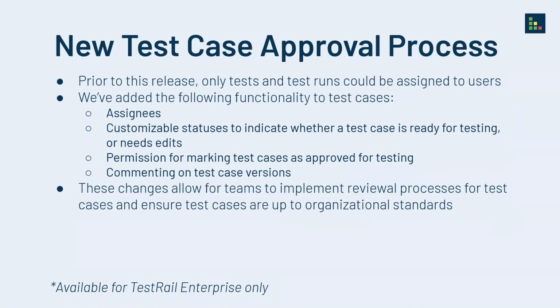We've added comment functionality for test case versions. So if you are reviewing test case changes and you want to comment on these changes back to your tester or whoever is designing test cases, you can now add comments. And these changes will allow for teams to implement a review process for test cases and ensure your test cases are up to your organizational standards. As I mentioned a moment ago, all of these features are for TestRail Enterprise only.